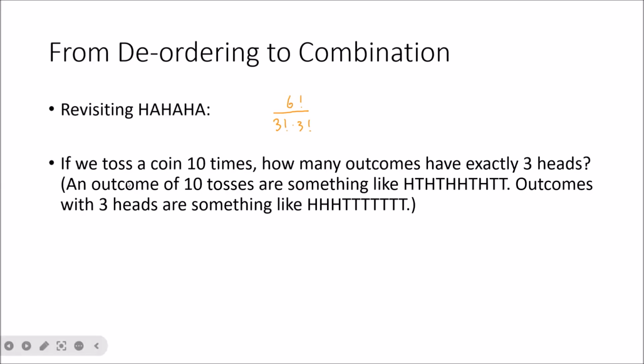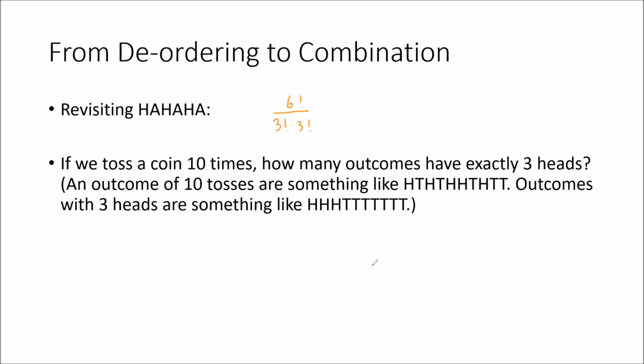And then we look at another problem. Say we toss a coin 10 times, how many outcomes have exactly 3 heads? So here, one outcome of 10 tosses would be something like HTHTH, HTHTT. So this is one outcome without any restriction. You toss a coin 10 times, you get some outcomes like that.